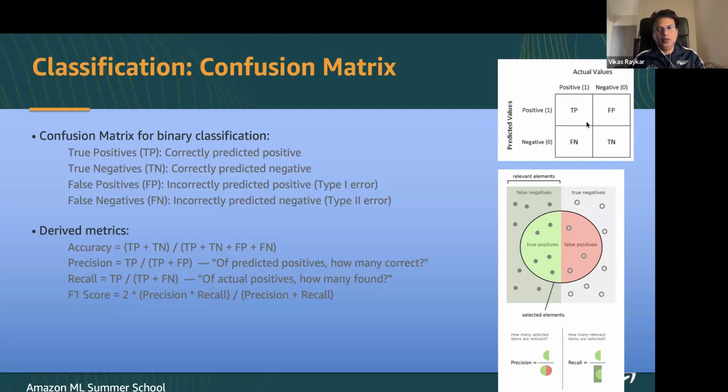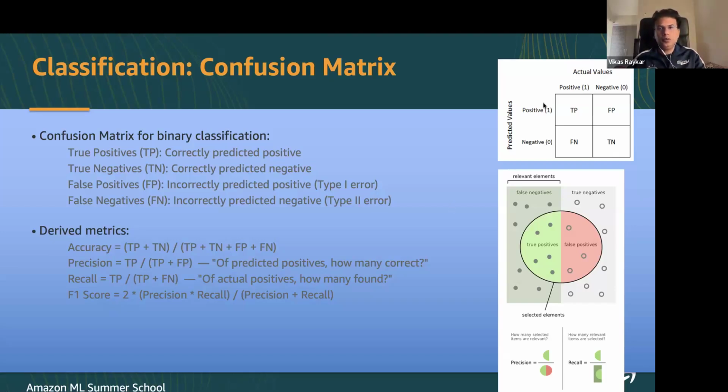One way to remember this is that a true positive is a correctly predicted positive, and a true negative is a correctly predicted negative. The cross terms are the errors. A false positive is an incorrectly predicted positive: you're predicting it as positive, but it's false. A false negative is an incorrectly predicted negative: you're predicting it is negative, but it happened to be positive. So TP and TN are your correct predictions, and FN and FP are your errors.